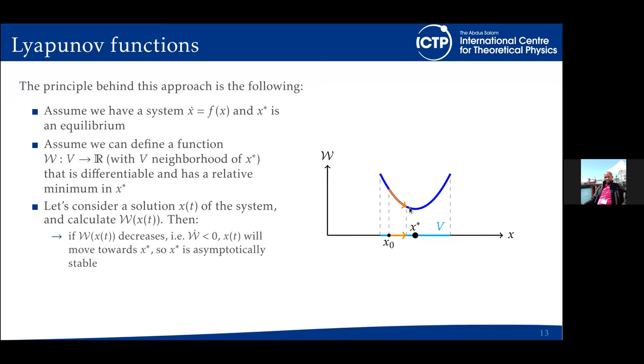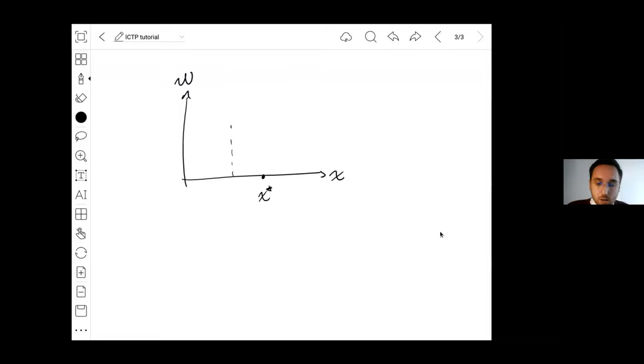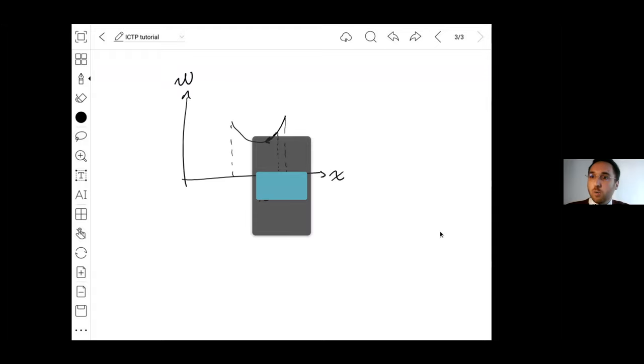If the value of the function is decreasing, you see that if I started here, let me draw that, probably this will be a little bit clearer. If this is my situation, this is my equilibrium X star. Let's say that I can define this function here. Let me draw it a little bit better. If I start here, for example, and I find out that the value of the function is decreasing along the trajectories, then I will have exactly the same situation. So the solution will be approaching the equilibrium from the other side. Does that answer your question?